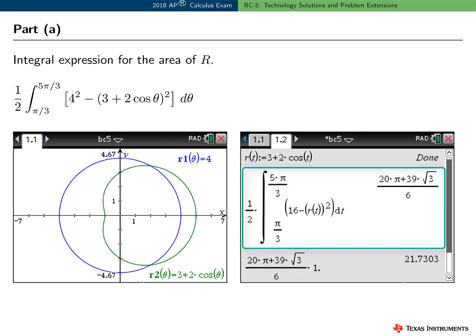That's the exact area of the region R in Part A, and that's pretty amazing. And on this last line, I just wanted to see a numerical approximation for the area.